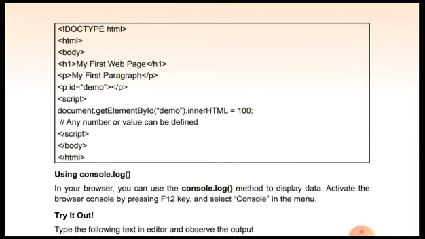Again, we simply end the script tag here because we don't want to include any more statements. When this program executes, what will we see? Within the paragraph with the id demo, the content 100 will be displayed on the screen.